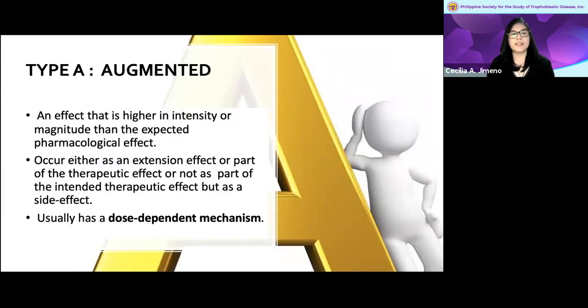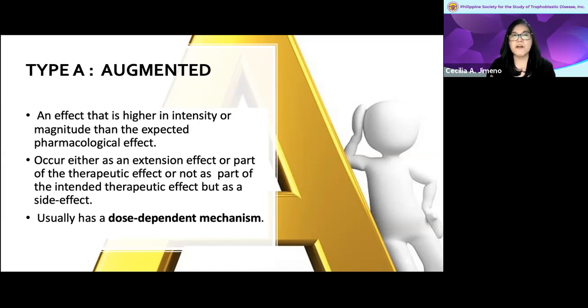The type A augmented ADRs are the side effects that we typically recall when we think about the noxious effects of drugs. These are effects that are higher in intensity or magnitude than the expected pharmacologic effects. They occur as an extension of the therapeutic effect, or not as part of the intended therapeutic effect, but as a side effect. That's really a mouthful, but all it means is that a type A or augmented adverse drug reaction can be fully explained by the mechanism of action of the drug. The mechanism of action brings about the therapeutic effect.